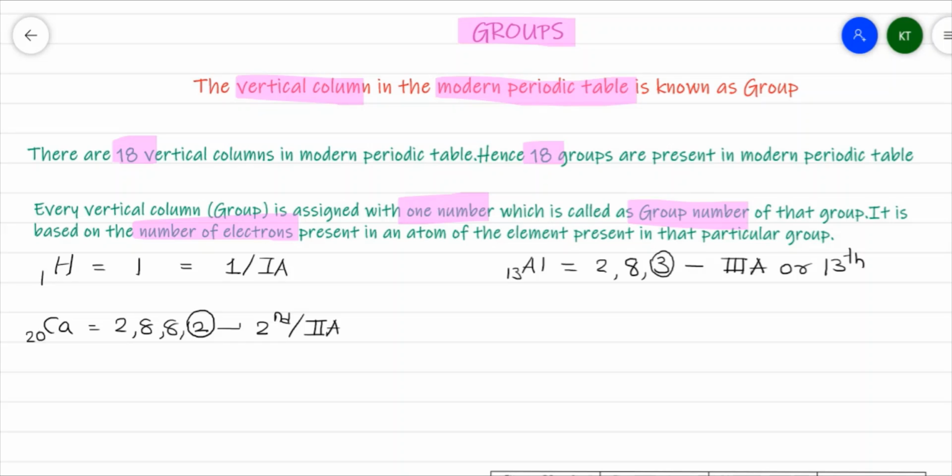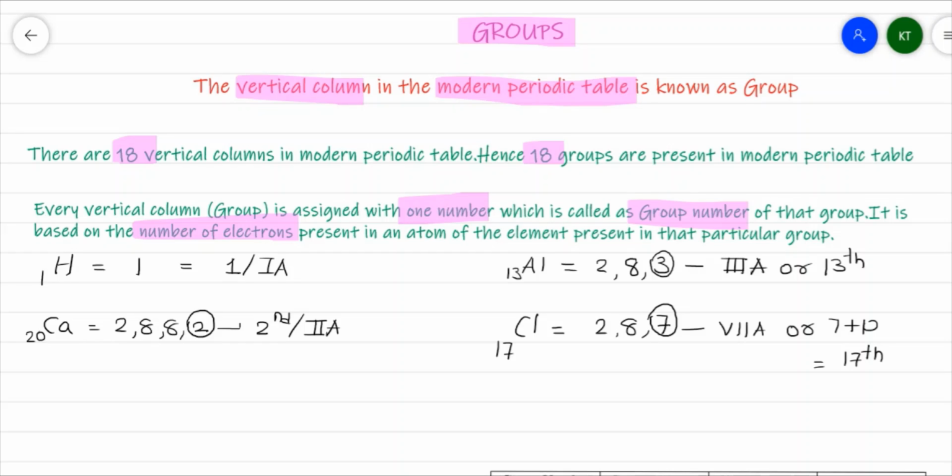Or you can take another element, like chlorine, whose atomic number is 17. The electronic configuration becomes 2, 8, 7. As you can see here, there are 7 electrons. So this 7 I convert into a Roman numeral, that is 7A, or as there are 10 transition elements present, I can write 7 plus 10, that is group 17. So this is a group number.